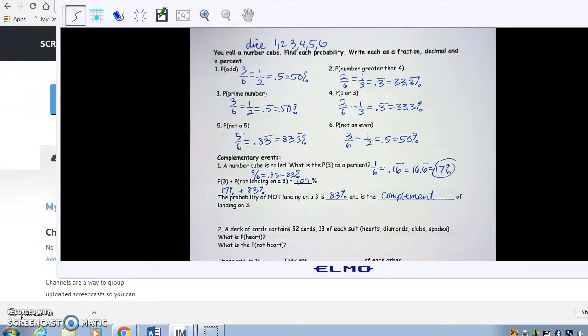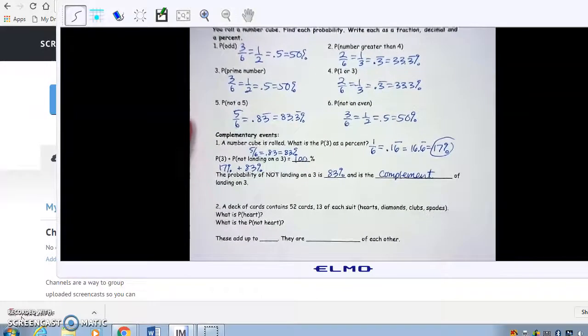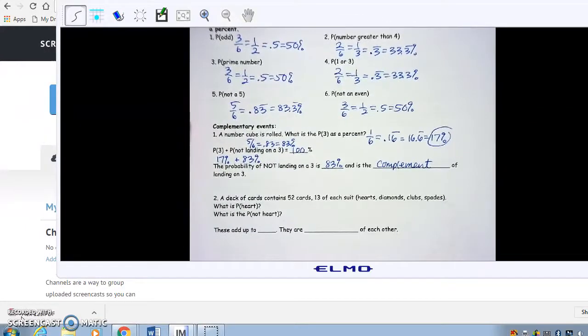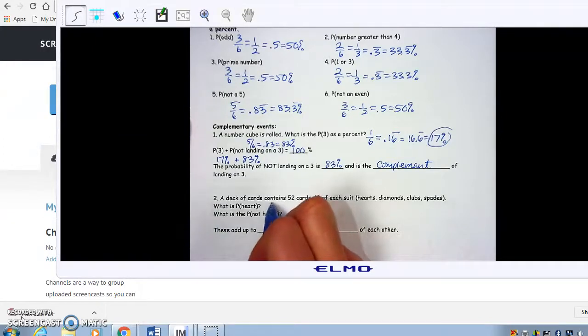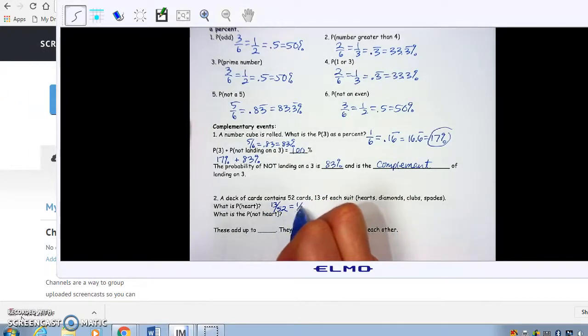Let's try one other one with a deck of cards now. A deck of cards contains 52 cards total, 13 of each suit, hearts, diamonds, clubs, and spades. So 13 of each of those. 13 times 4 equals 52. What's the probability of picking a heart if I had a whole deck? Well, that would be 13 of them out of the 52, or I could reduce that to 1/4. That is 1/4 of the deck.